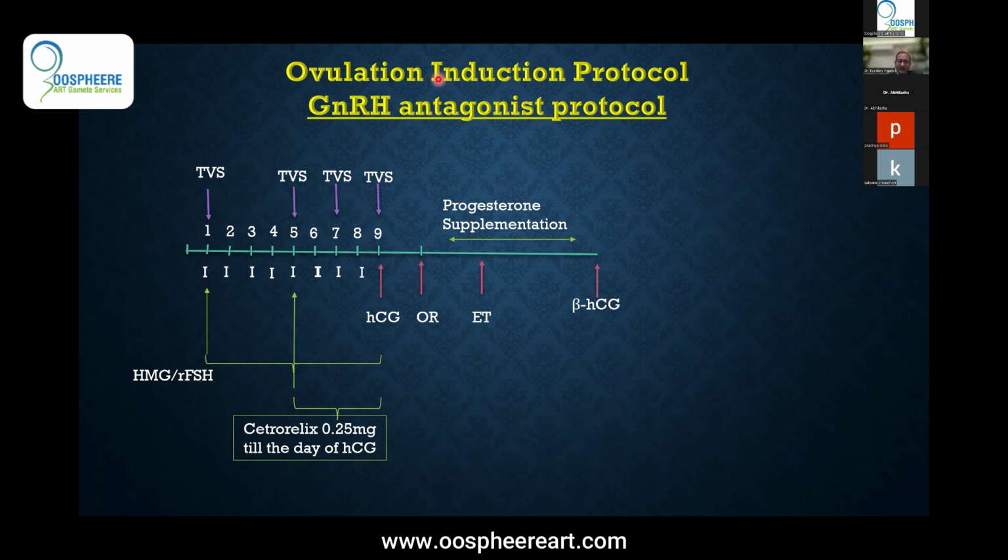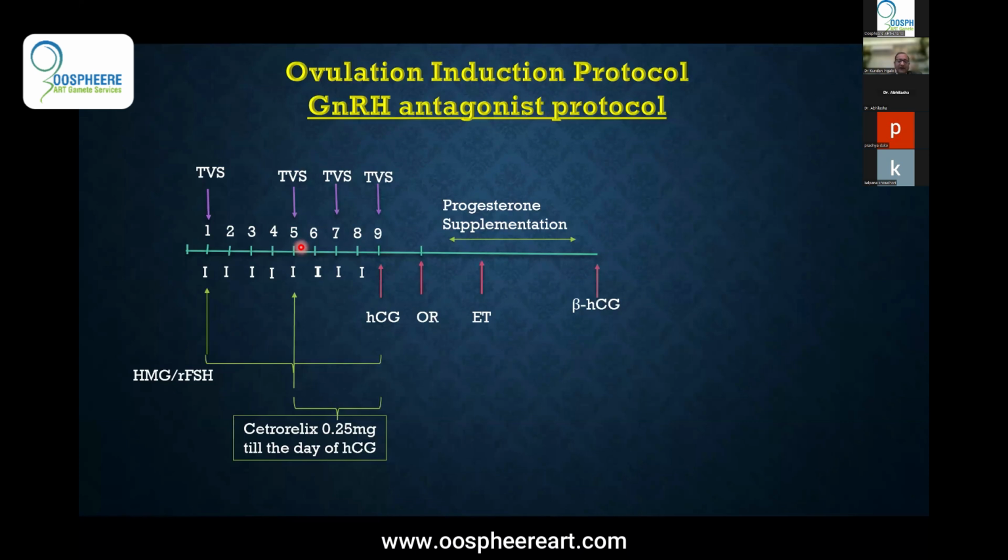So in the GnRH antagonist protocol, typically you start on the second day of menses with your first injection of gonadotropins. You ask the patient to take the injection for 4 days, and then on the fifth day you call back the patient for sonography and to decide the need for the antagonist. Now, I said decide the need, meaning you may start or you may not start.